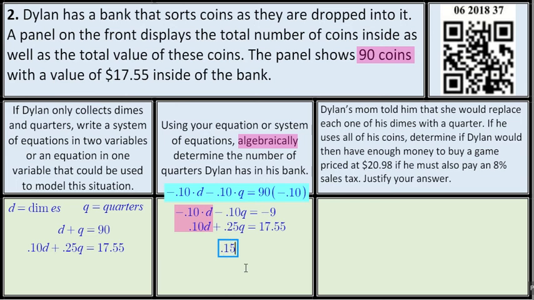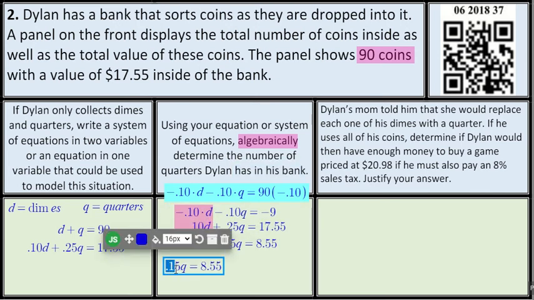So doing that, now when I add these two equations together, negative 0.10 plus 0.25 gives me 0.15Q equals 17.55 minus 9, which is 8.55. So we're using the addition method to solve this. And once I'm down to one variable, we can always solve an equation for one variable. Here, we just want to get Q alone. So I'll divide both sides by 0.15.